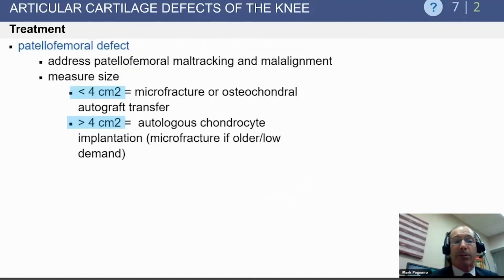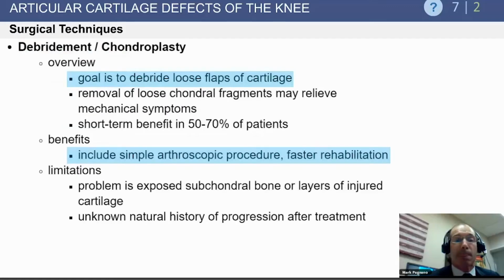Same thing applies to the patellofemoral joint as the tibiofemoral joint. Once you get beyond 4 square centimeters, the algorithm changes and you start to do more invasive or more dramatic types of procedures. So the simple techniques really only apply if you're trying to just help with some simple mechanical symptoms as opposed to a long-term fix. So debriding and doing a chondroplasty, yep, short-term benefit for those mechanical symptoms if you've got loose fragments, but it's not really going to give you any kind of major long-term benefit.